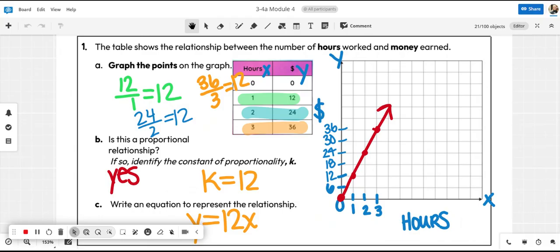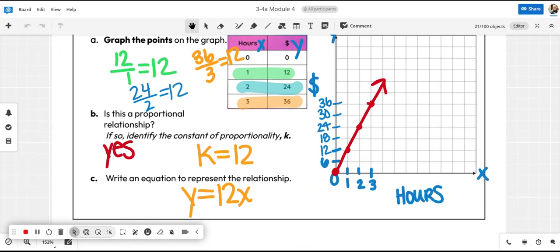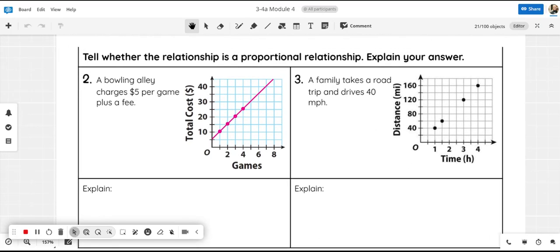Let's flip it over and take a look at number 2. Again, we want to look at if it's proportional or not. The bowling game charges $5 per game plus a fee. You're looking where the graph starts and if it goes to the origin. Do you see how it starts right there? It's not starting at 0 because you have to pay that fee. So this one is not proportional because it does not start at the origin.